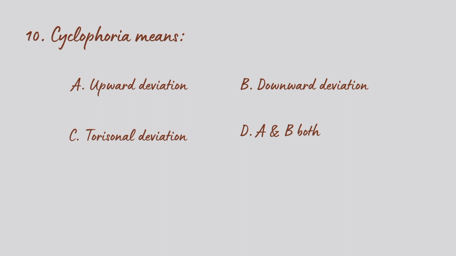Next question, cyclophoria means option A upward deviation, option B downward deviation, option C torsional deviation, and option D A and B both. Correct answer is option C torsional deviation.